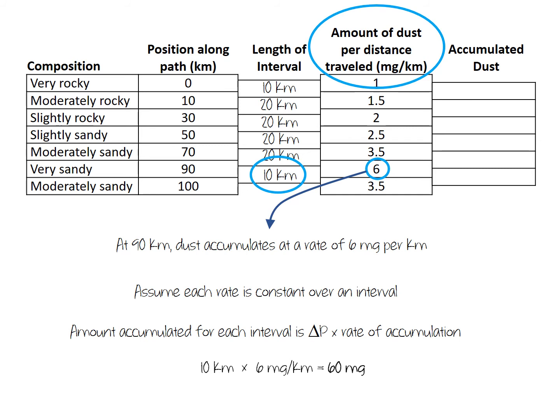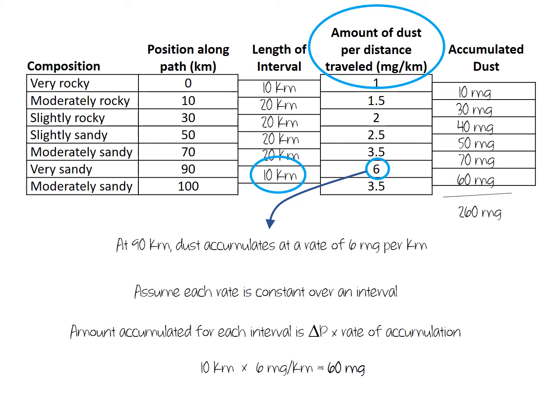So, for the interval from 0 to 10 kilometers, we would multiply the 10-kilometer change in position by a rate of 1 milligram per kilometer to get 10 milligrams of dust accumulating. And the interval from 10 to 30 kilometers would have a change in position of 20 kilometers multiplied by a rate of 1.5 milligrams per kilometer to get 30 milligrams of dust accumulating. For the interval from 30 to 50 kilometers we would get 40 milligrams, then 50 milligrams, then 70 milligrams. And if we added all of this up, we would get a total of 260 milligrams of dust that have accumulated on the rover.